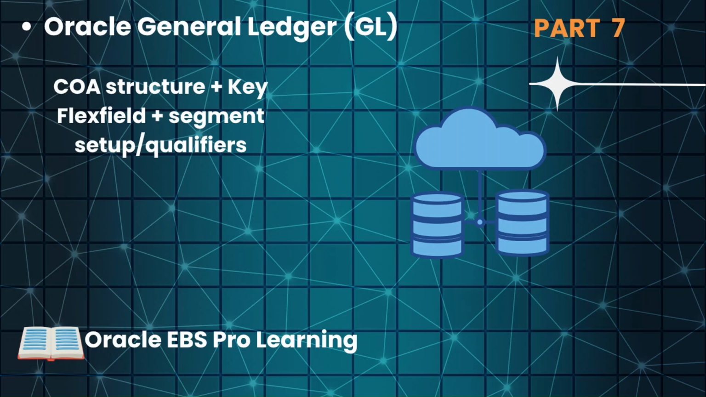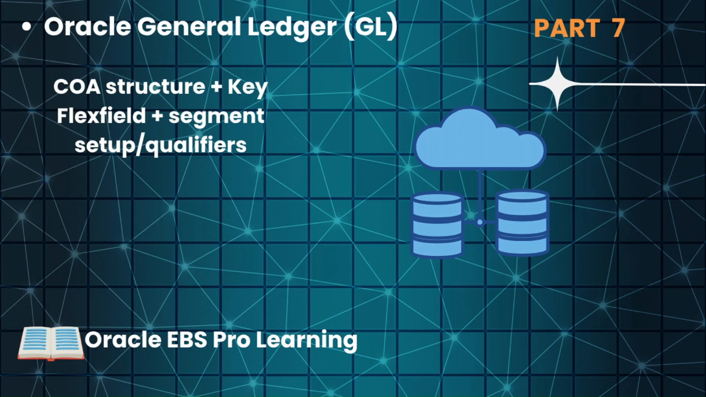In this video, we are starting Oracle General Ledger configuration like chart of accounts and key flexfield. So we will understand how a chart of accounts structure is created in Oracle EBS. We will cover the chart of accounts structure, accounting segments, value sets, flexfield qualifiers, and finally freezing and compiling the flexfield. I will first explain the concept and then demonstrate the configuration in the Oracle EBS demo environment.